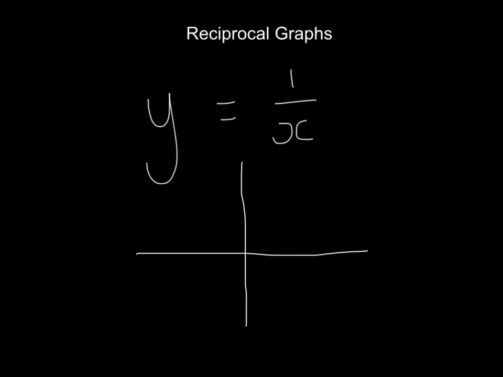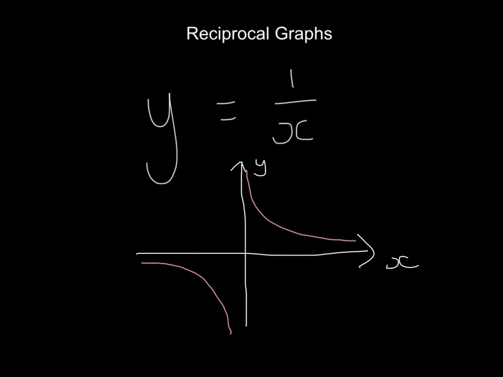A reciprocal graph is one that is of the form y equals 1 over x. This one value could be, say, 2 over x or 3 over x, but anything of the form y equals 1 over x is going to form a reciprocal graph. And when you draw this graph, very roughly, it's going to look like this.